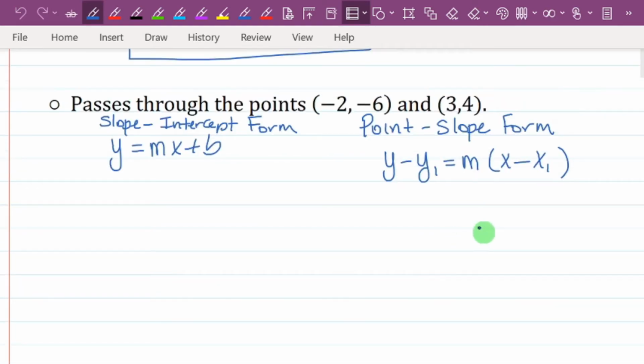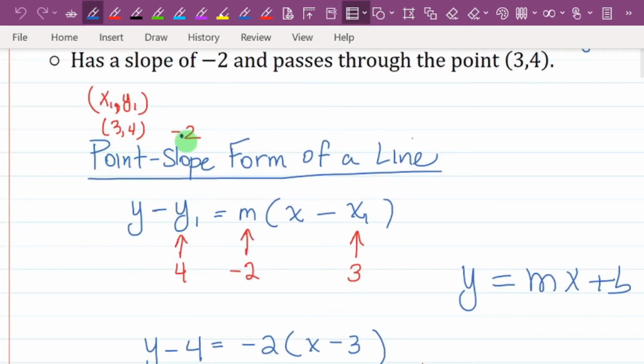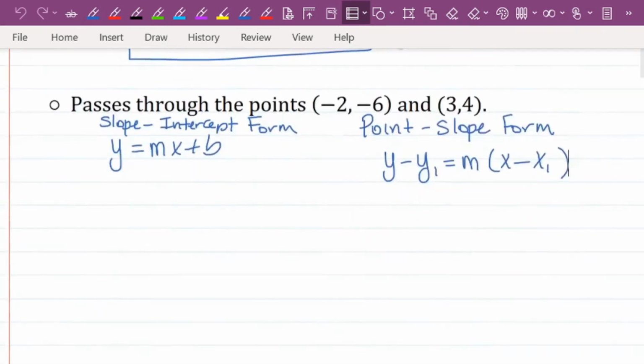How do you use point-slope? Well, it's right there in the name. You need a point and a slope. And that's what we did up here. We had a point, (3, 4). We had a slope, and we plugged in the point, we plugged in the slope, and we were done. Well, a little bit of algebra, and we were done.